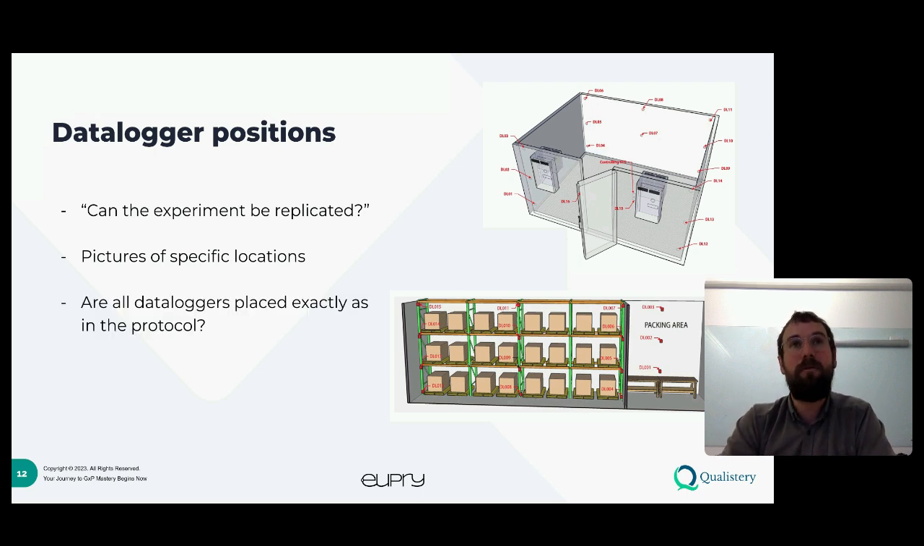And again, as I said before, are all data loggers placed exactly where you planned them to be? If not, that is totally fine. We just need to ensure that we take that into account when we're analyzing the data. So if a data logger was moved, we need to analyze whether that will impact the results that we're given. But we need to be able to prove and document where it was placed and how that deviated from the initial thought, and that the rationales behind placing it exactly there are then met.